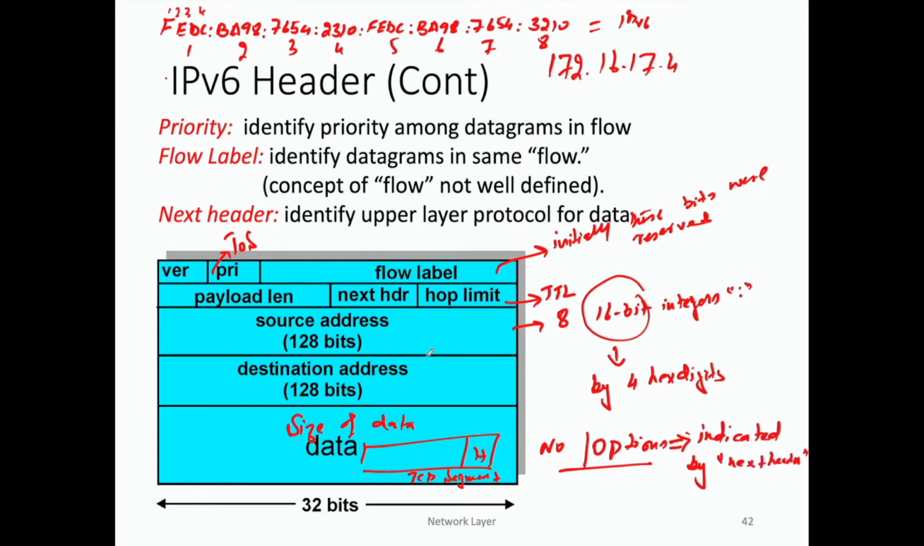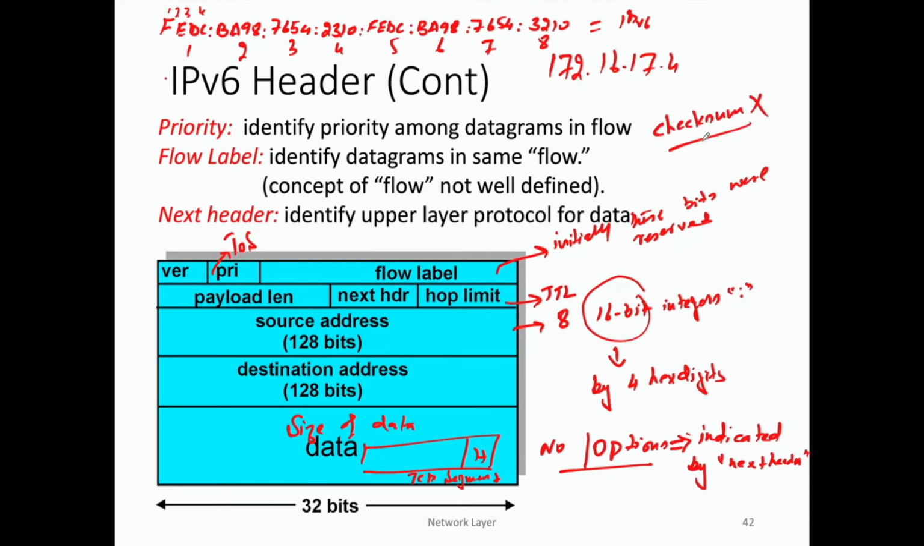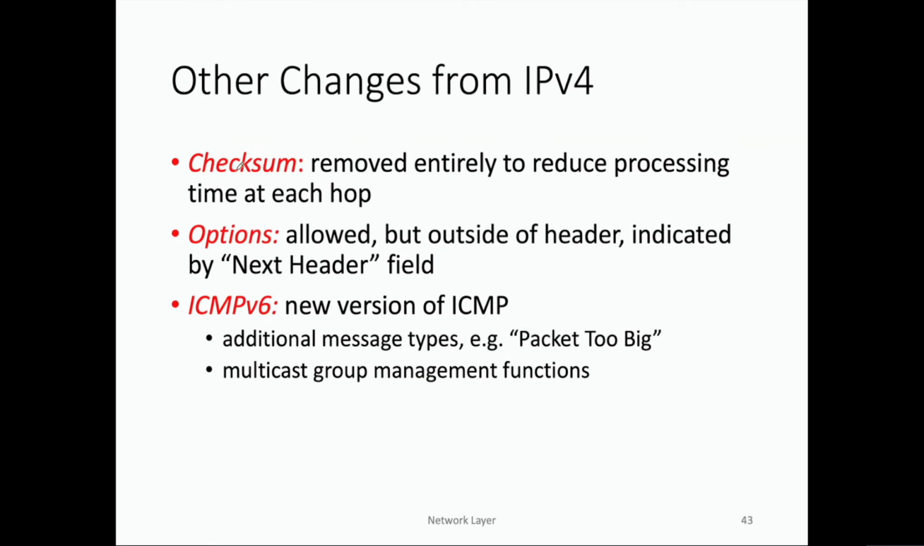But most importantly, this is not part of the header of IP version 6 directly, and that's why its overhead is less. Why? Because the error checking is already being done at the transport layer. So the argument is there is no need to do it again at the network layer. Okay. So the other changes, as we have discussed, are that there is no checksum here, and the option field is implemented as next header.